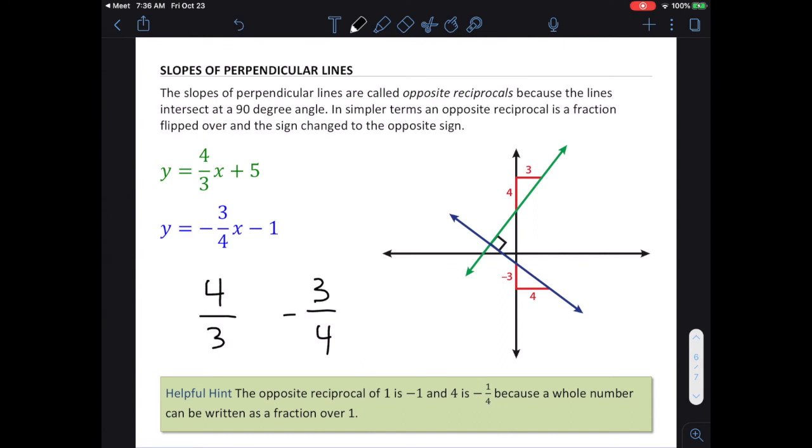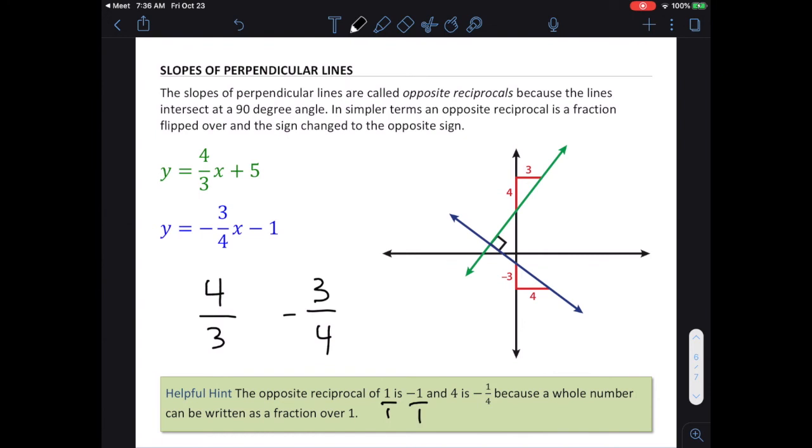Okay, in the helpful hint box at the bottom, I want you to notice that we have a couple of special cases that we're going to run into when we're dealing with opposite reciprocals. And one of them is if we have a slope of 1. The opposite reciprocal of 1 is just -1. And that might seem a little odd, but the way we need to think about it is 1 is actually 1 over 1. And so when we flip that over, it's still 1 over 1. And we just have to make it negative then. So that's why it becomes -1.